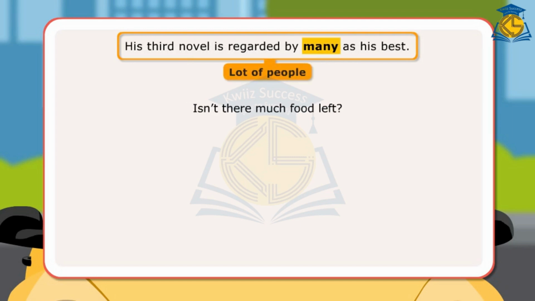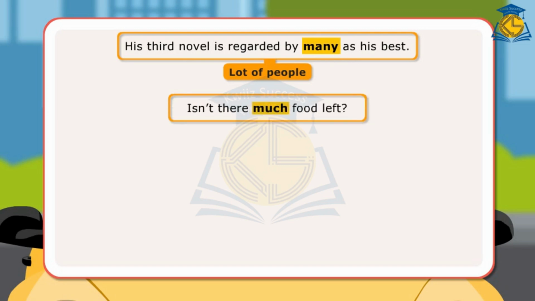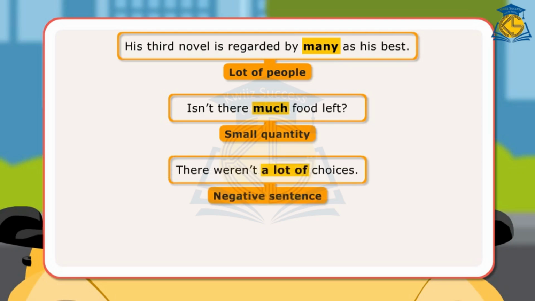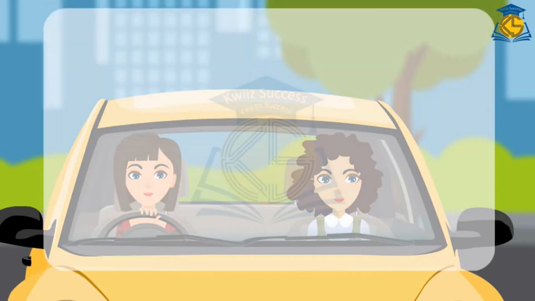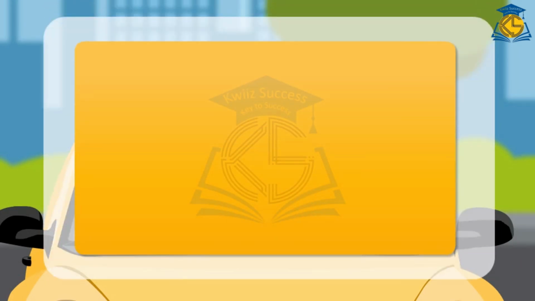Isn't there much food left? Here, much denotes a small quantity. There weren't a lot of choices. In negative sentence. There is lots of money in the safe. In affirmative sentence. Here are some more example sentences.